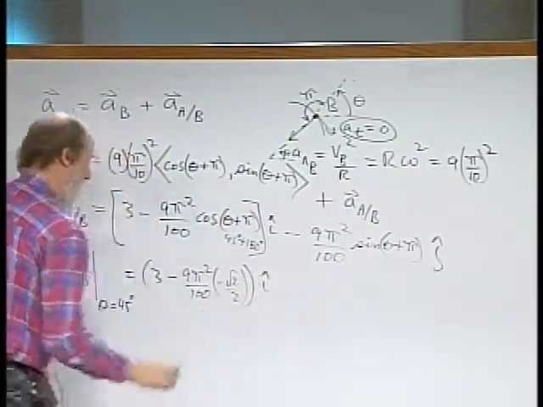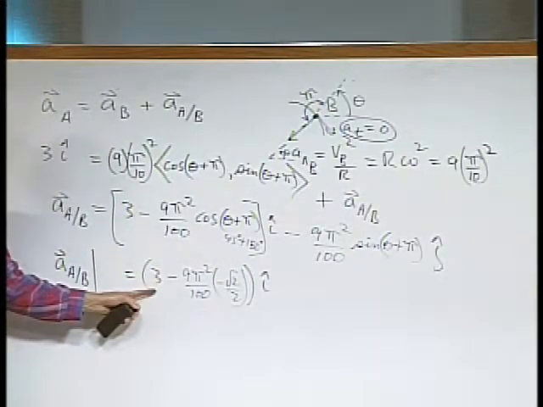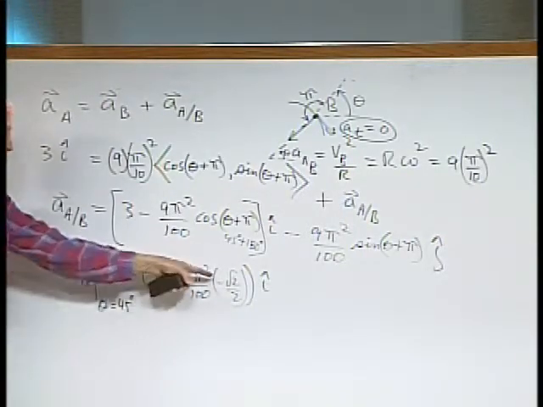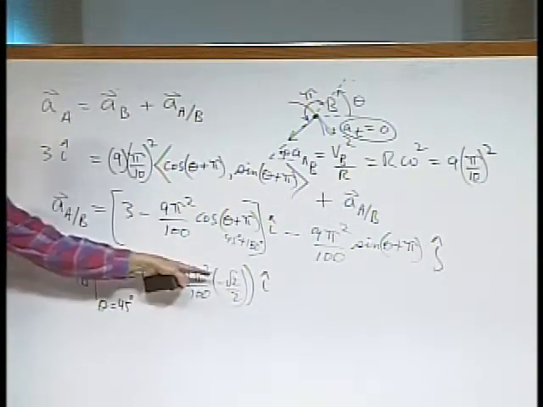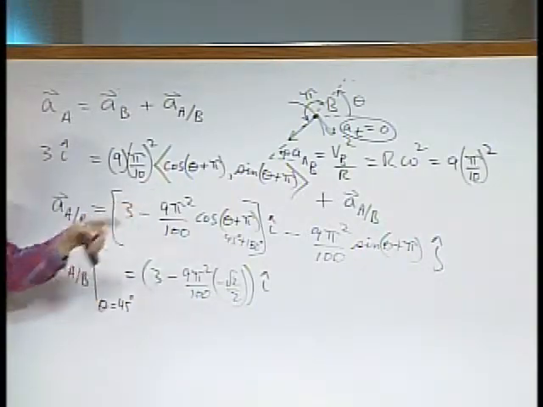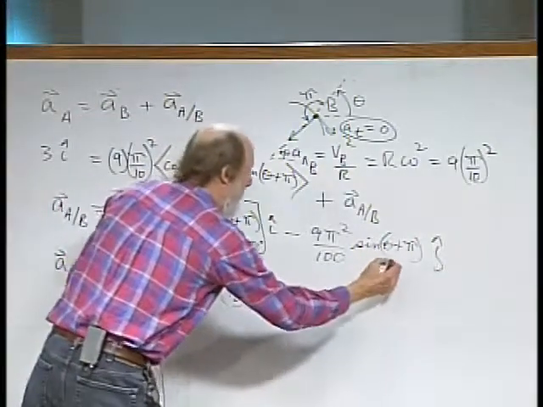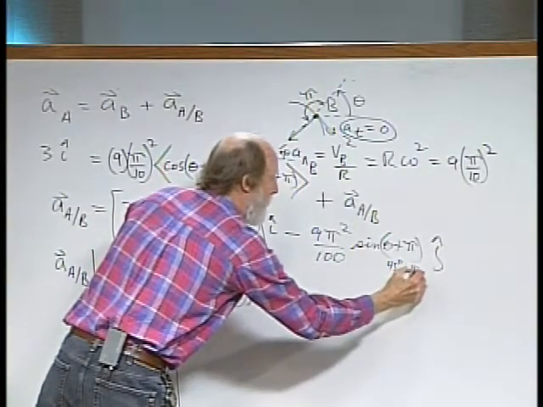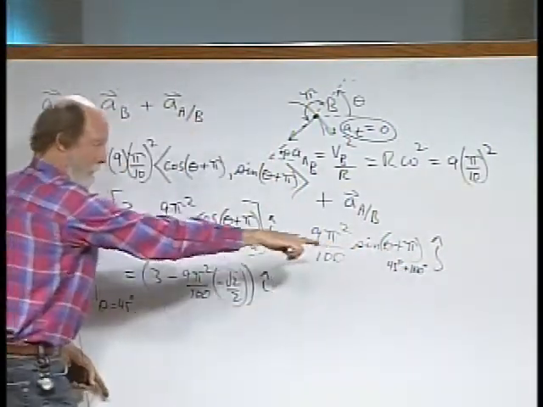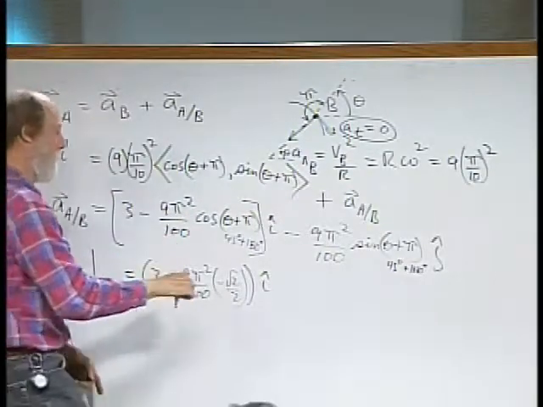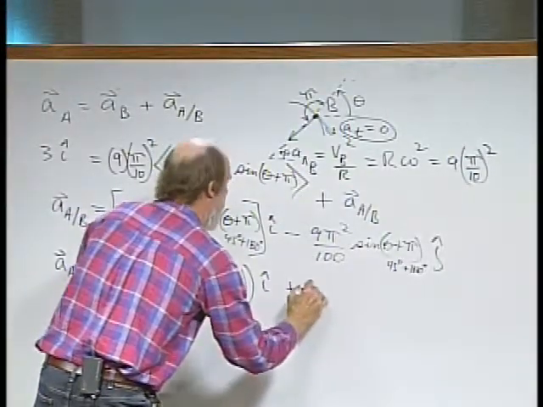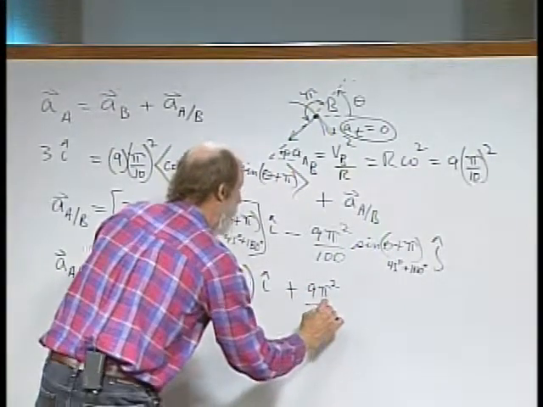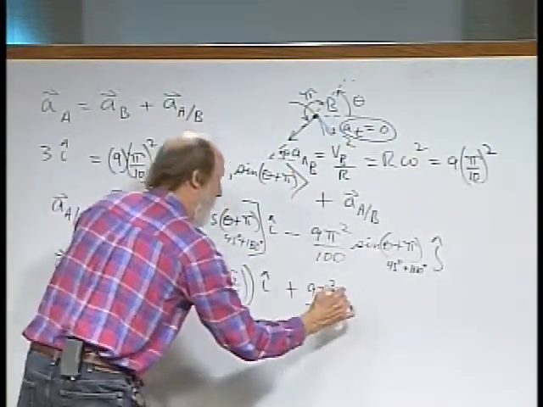I combined that with this 3, so those terms become additive then, right? 3 plus this. And then the j term, again with 45 degrees and 180 degrees in there. That sine of 225 is also negative, so this will turn out to be positive: 9 pi squared over 100, negative times the negative, square root of 2 over 2.